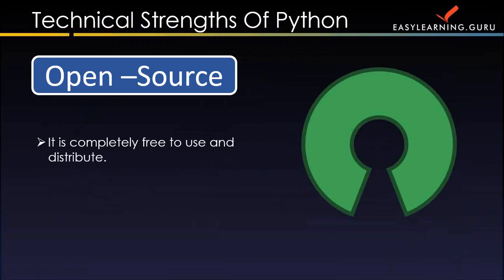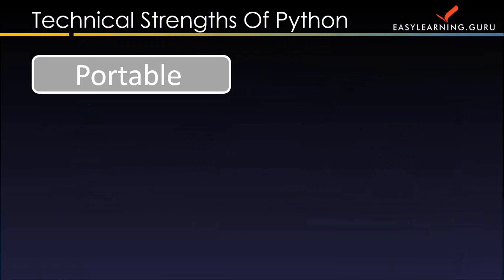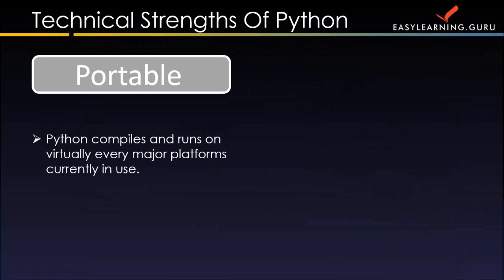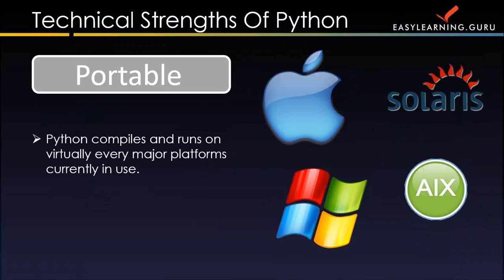Moving ahead, we have the next feature, that is portable. Now, Python can compile and run on virtually every major platform that is currently in use. As a partial list, Python is available for Linux, Unix, Windows, Mac OS, Solaris, etc. In fact, it is also available for cell phones running some operating systems like Windows Mobile, gaming consoles, and iPods. You can use Python on tablets and smartphones running Google's Android and Apple iOS.